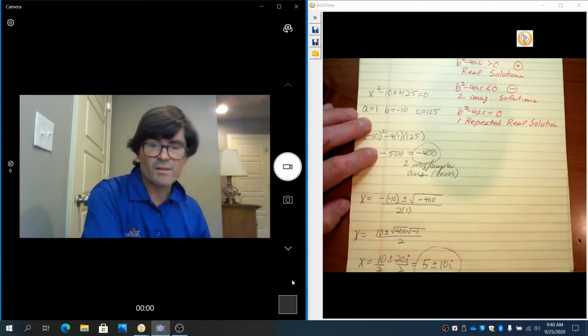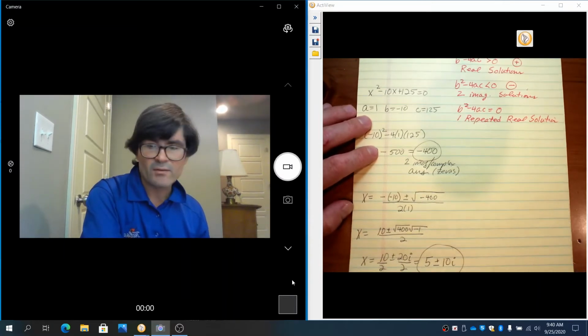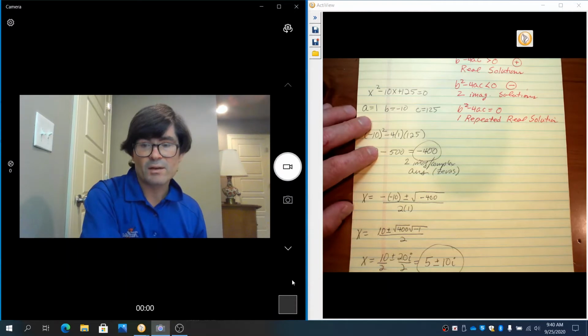If you were to graph this, because anytime you have complex or imaginary answers, that tells me the graph never crosses the x-axis.